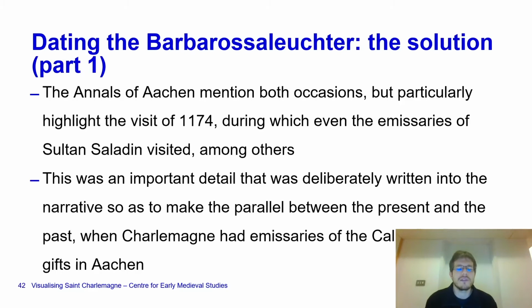The Annals of Aachen, a local chronicle, or annals, better said, mention both occasions, but particularly highlight the visit of 1174, during which even the emissaries of Sultan Saladin visited, among others. Now, this was an important detail that was deliberately written into the narrative so as to make the parallel between the present and the past obvious, when Charlemagne had emissaries of the Caliph bring him gifts to Aachen. So this is famously the elephant that the Jew Isaac brought back from Harun al-Rashid, often erroneously called Charlemagne's white elephant.